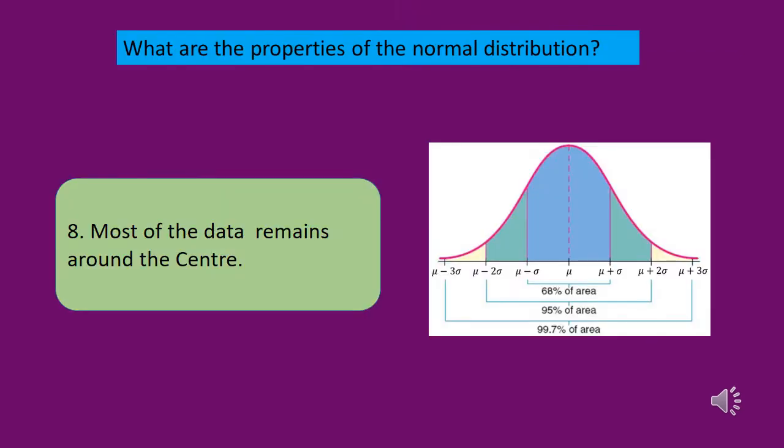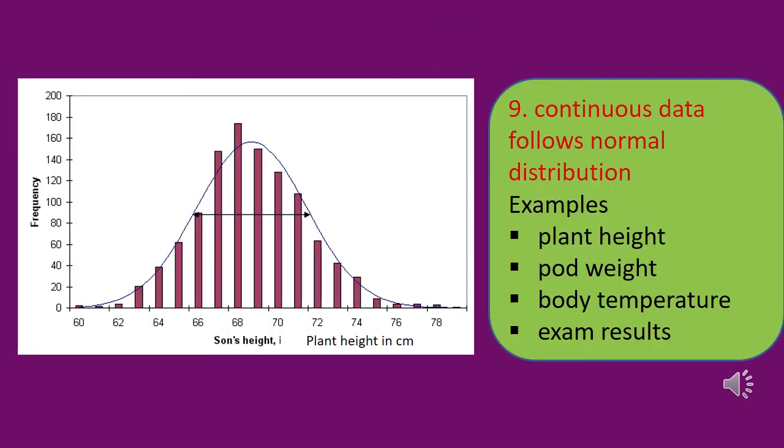Another property is that most of the data remains around the center. Here you can understand that 68% of the area is around the mean. Therefore, most of the data remains around the center, near the mean, around the mean. That is another characteristic of the normal distribution.